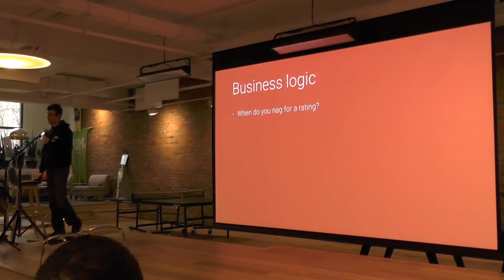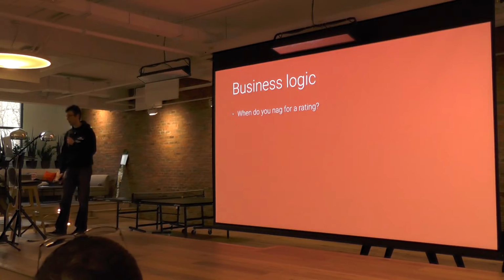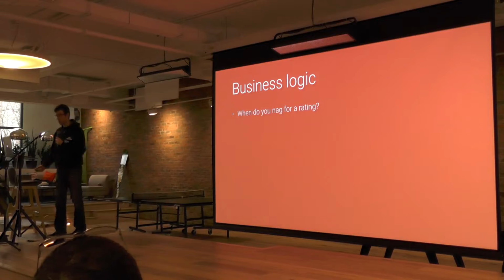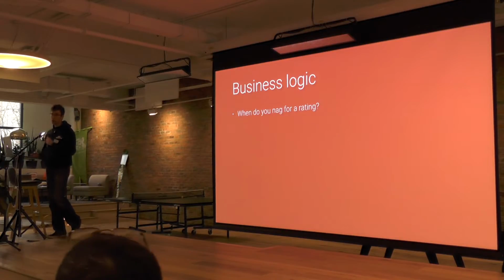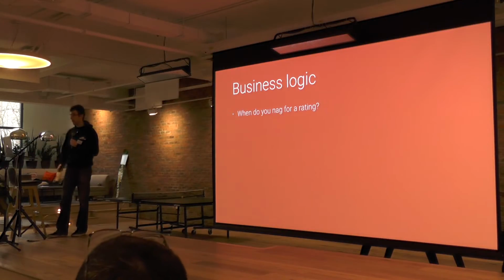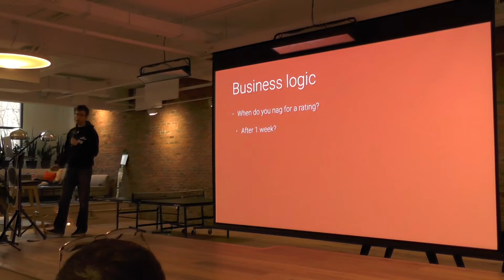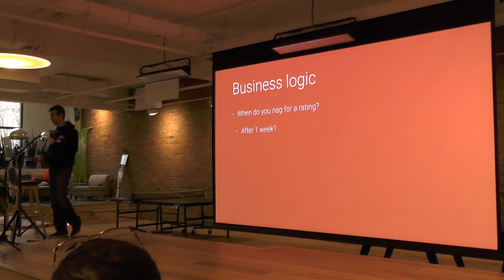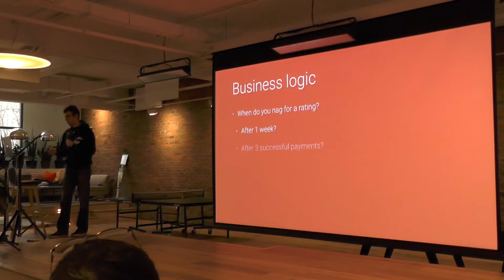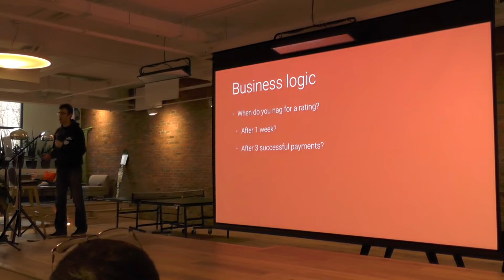When do you nag for a rating? So this is something that you've probably implemented, not of your own free will. Somebody's told you to do this, where in your app, you nag the user to give you a 5-star rating. So when do you do this? Do you do it after a week? Do you spend a little more time implementing this and do it after 3 successful payments? You want to make sure that the user is actually happy with the app before you ask them to rate it, or else they're going to give you 1 star.